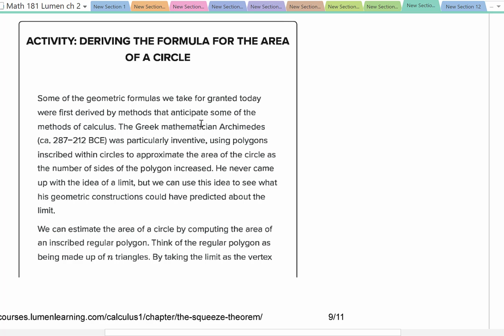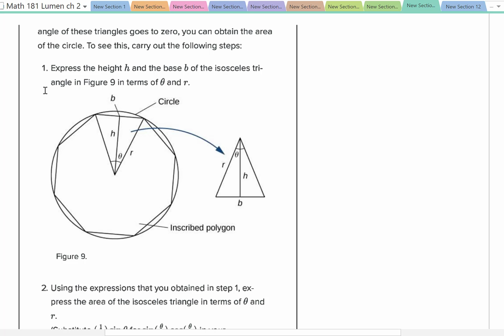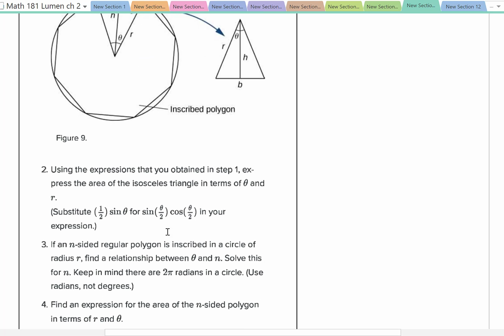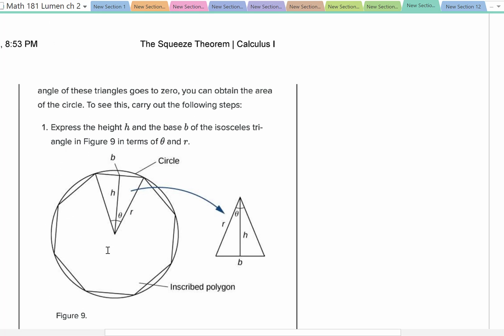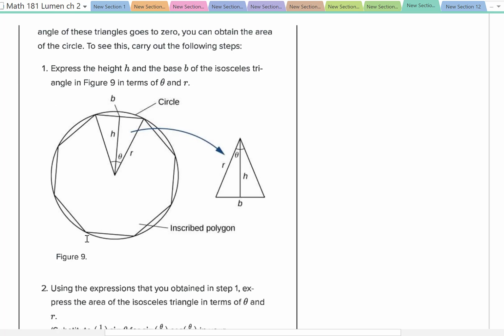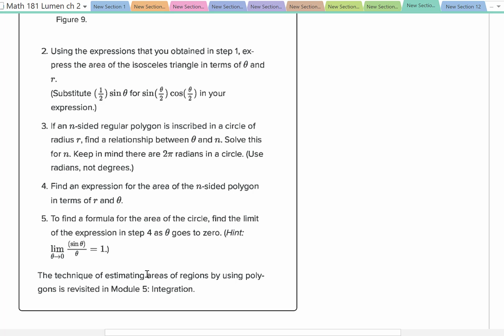There's one last fun little exercise if you want to go through it. It talks about getting the area of a circle using limits, and they go through here. Take a look at that. That's not going to be anything we're going to test on, so I thought it was just interesting to see.